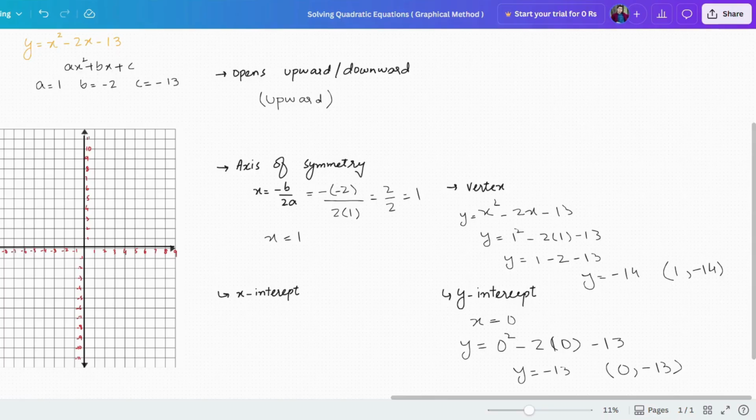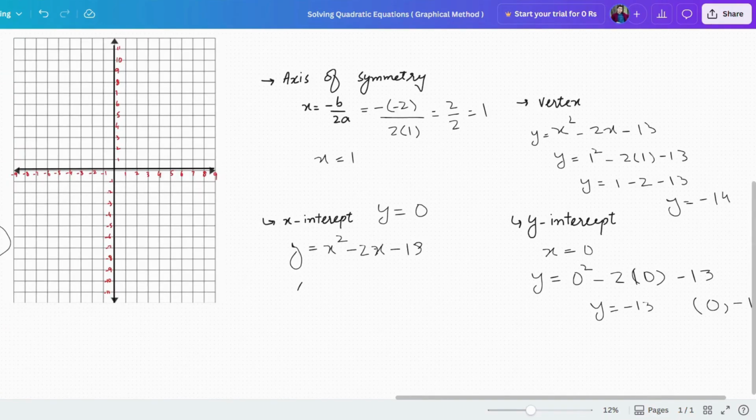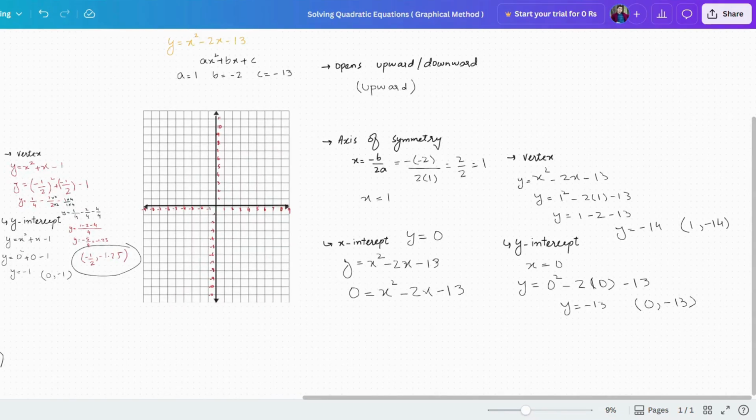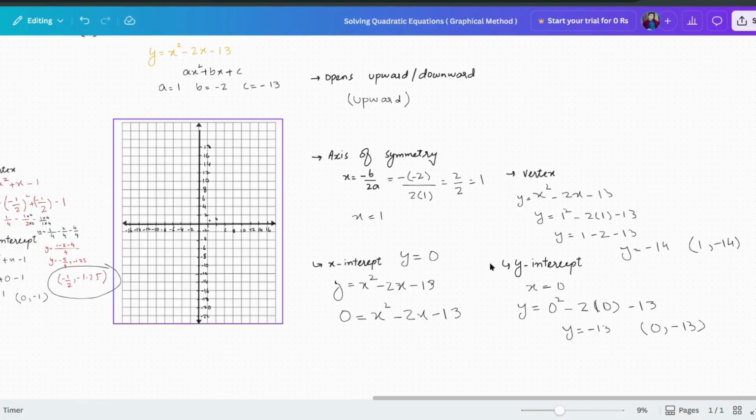Now I need to find out the x-intercept. So if I put y equals 0 in it, this is the value that we cannot factorize, right? Minus 2x minus 13. So this cannot be factorized. So what I'm going to do is use a point that should be closest to it, the closest possible point that I will be putting in it. So now guys, let's graph all those points that we have.